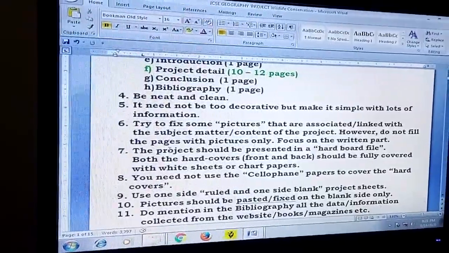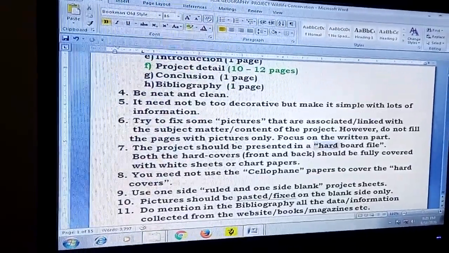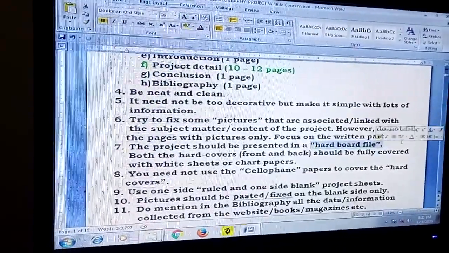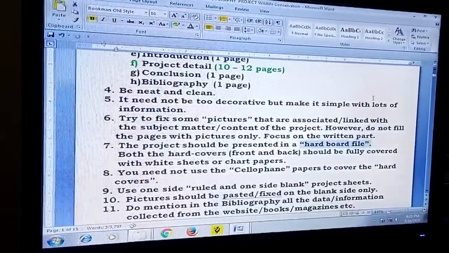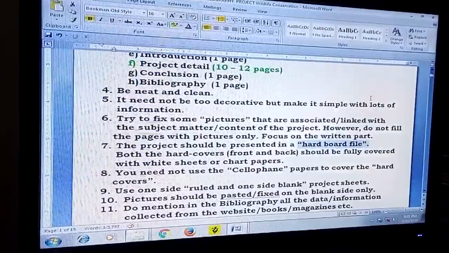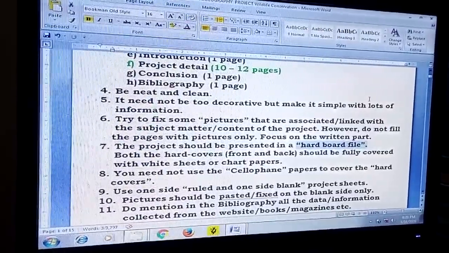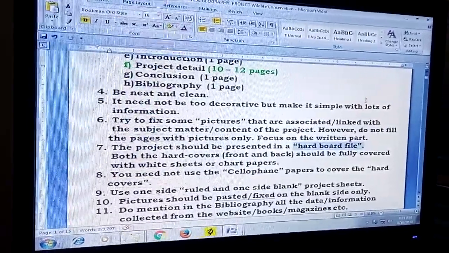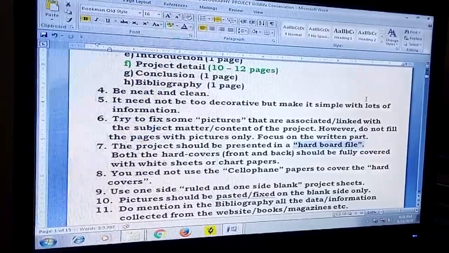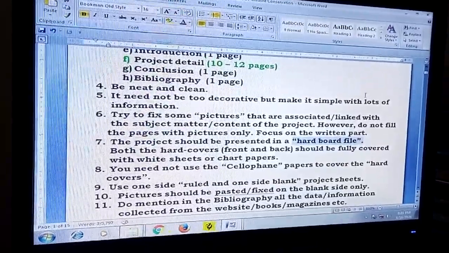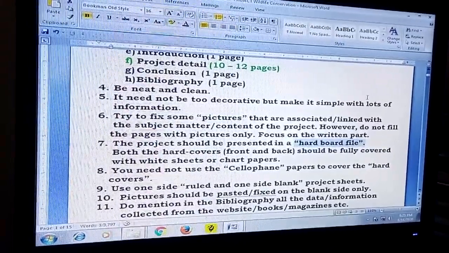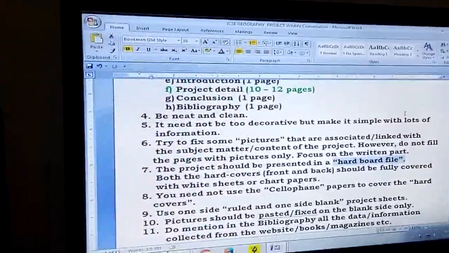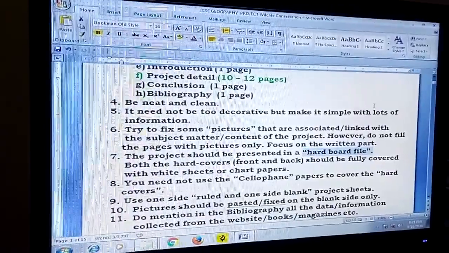The project should be presented in a hardboard file. Many have asked me this question even after I wrote it. Should it be a good file, a stick file? No, no, no. Hardboard file. It's the final ICSE project. We have to keep it, we have to preserve it for 6 months. Hardboard means hardboard, cardboard, cut file, so many names are there. So the first page and the last page, both should be hard, and they should be covered.